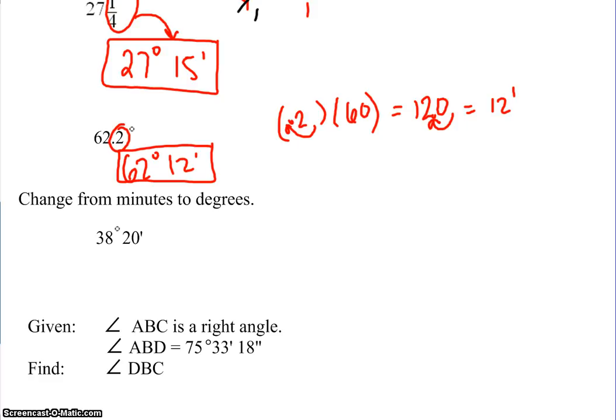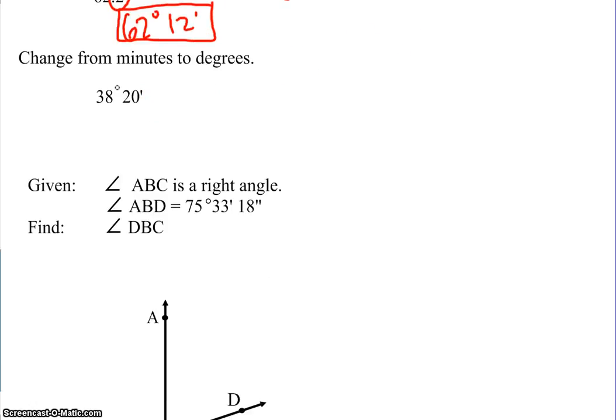To change from minutes to degrees, so going backwards, before we were going from degrees to minutes, now I'm going from minutes to degrees. To end up in degrees, think about how you're going to do that. Like here I've got 38 degrees, 20 minutes. Well, how many degrees is 20 minutes? It's not a full degree. What fraction of a degree is it? Kind of like 30 minutes. Well, how much of an hour is 30 minutes? It's half of an hour.